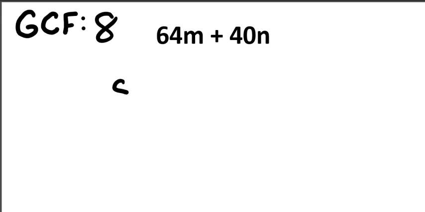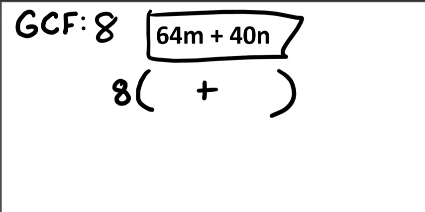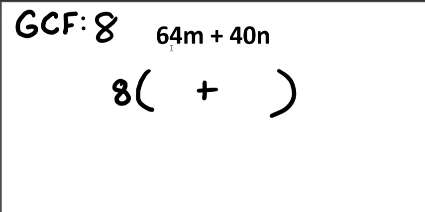So we pull out our 8 and we simply ask ourselves, 8 times the quantity, what plus what will give us this same expression? Okay, so piece at a time. 8 times what is 64? 8 times 8 fell on the floor, picked it up, and it was 64. So 8 times 8 is 64. But don't forget about that M. Drop it down right next to that 8.